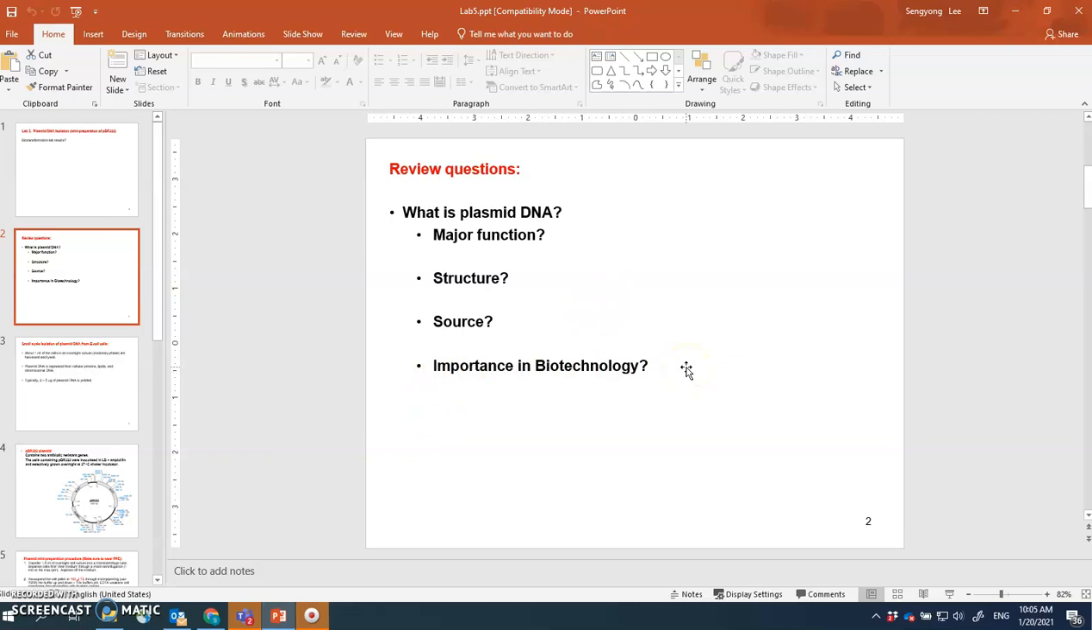So why is the plasmid DNA important? Okay, so the reason is, plasmid DNA molecules are used as a vector or delivery vehicle. When you transfer or deliver a new gene of your interest into a host cell, such as a bacterial cell, you use these plasmid DNA molecules as a delivery vehicle.